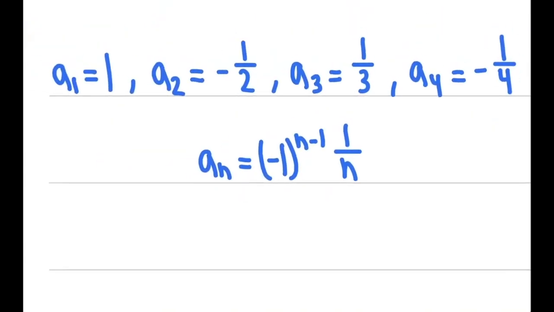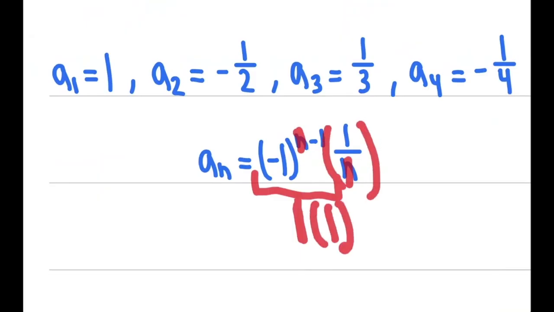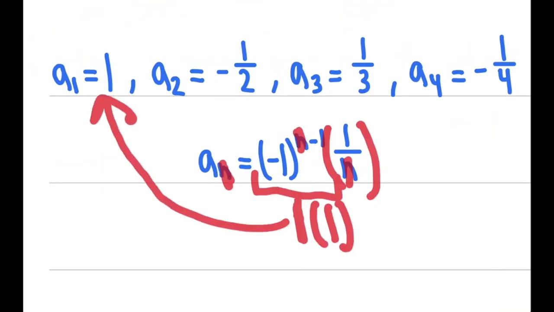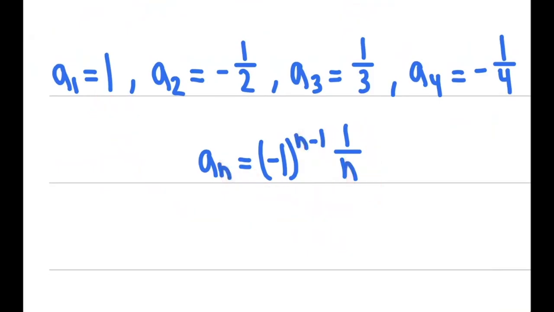Because if I plug in 1, I'm going to get negative 1 to the power of 1 minus 1, which is negative 1 to the 0. And negative 1 to the 0 is positive 1, right? Anything to the power of 0 is 1. And then you have times 1 over 1, which is 1. So when you plug in 1, you get the first term, which is 1. When I plug in 2, you have negative 1 to the power of 1. So that's negative. And then you plug in the 2 here, so you get negative 1/2 for the second term.